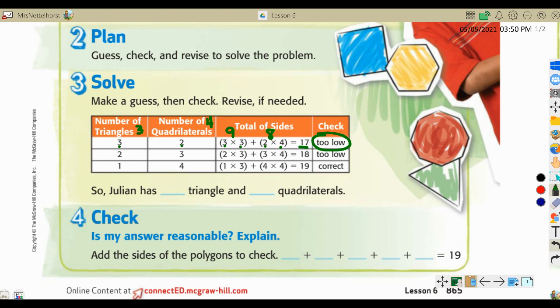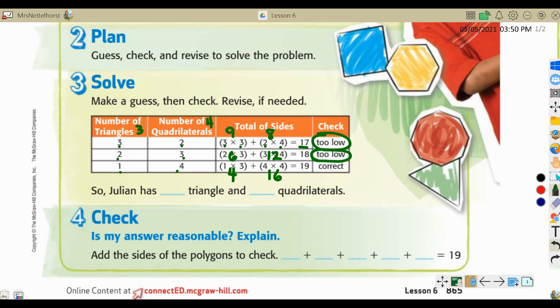Let's do 2 triangles and 3 quadrilaterals for a total of 5 shapes. So 2 triangles with 3 sides each is 6, plus 3 quadrilaterals with 4 sides each is 12. 6 and 12 is 18, still too low. So let's take away one of the triangles and replace it with a quadrilateral. 1 times 3 is 4. 4 times 4 is 16.